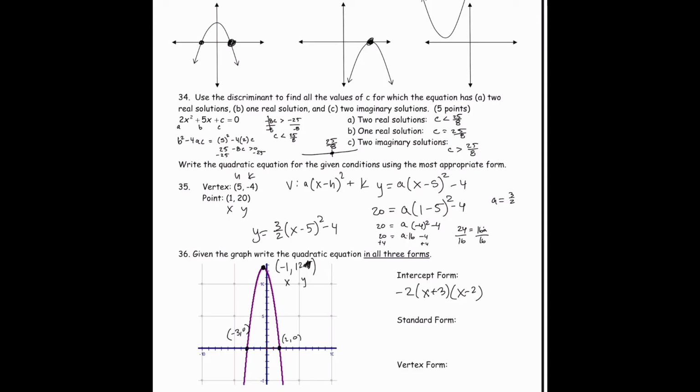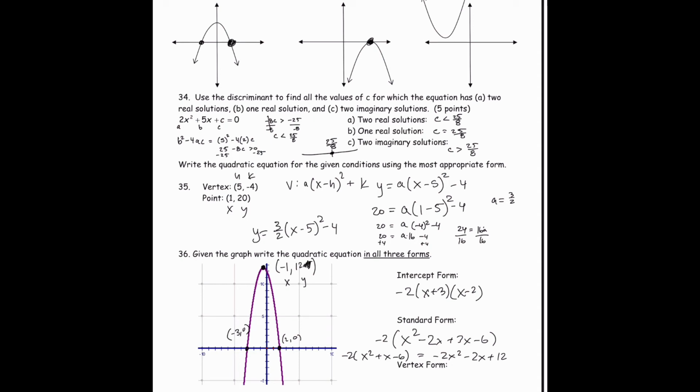And see what we get. So x times x is x squared. Negative 2x plus 3x minus 6. And all of this is going to be times negative 2 eventually. So combining like terms, we're going to get just x in the middle. So negative 2 times x squared plus x minus 6 equals, all right, we've arrived at our answer. We're distributing the negative 2. Negative 2x squared minus 2x plus 12. There's the standard form.